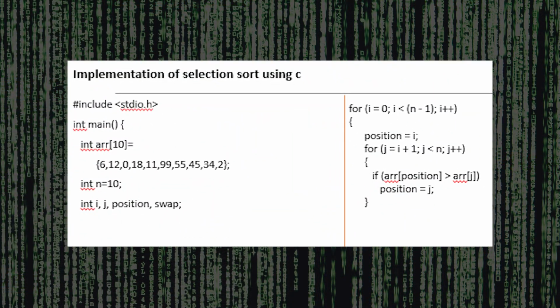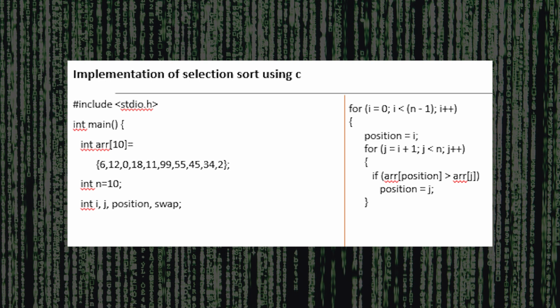Now, we will see the implementation of this selection sort using C. For this purpose, we are going to include one header file, stdio.h. After this, we are taking the main function. In the main function we are taking one array of size 10, and now I have initialized the values with 6, 12, 0, 18, 11, 99, 55, 45, 34 and 2. So, these are the initial values of the array.